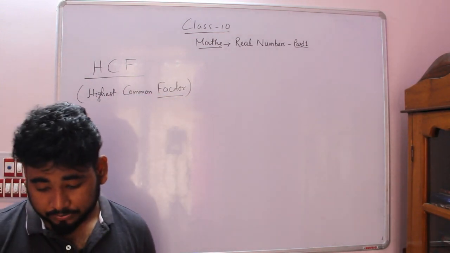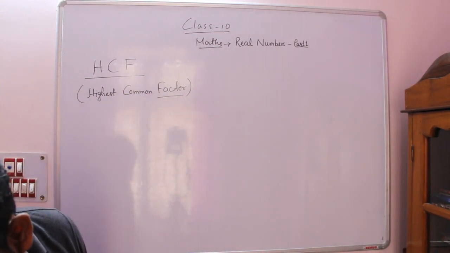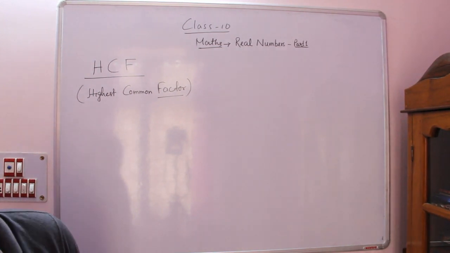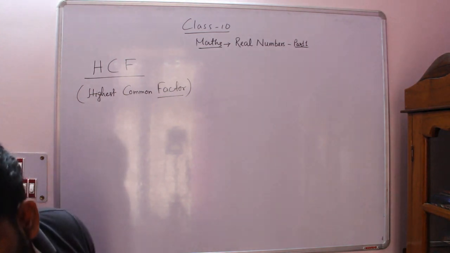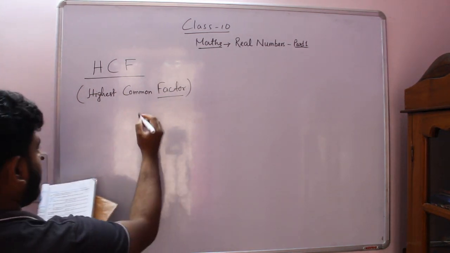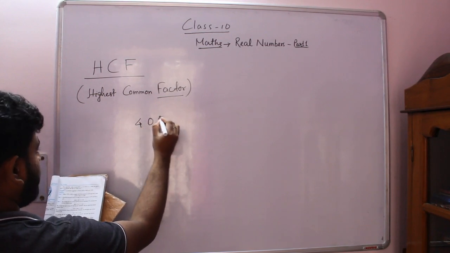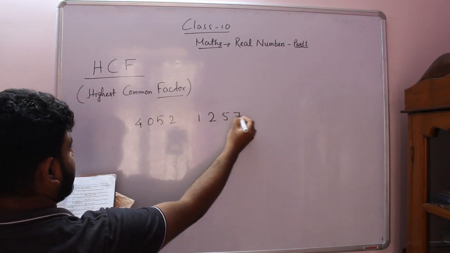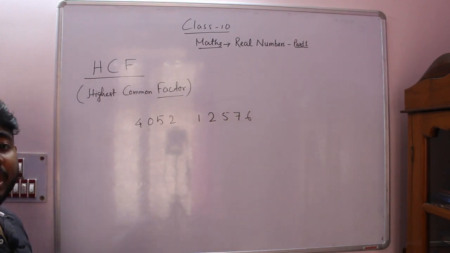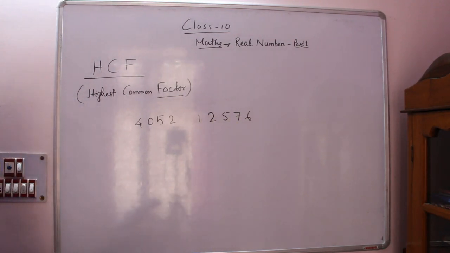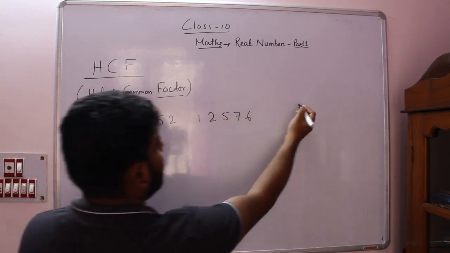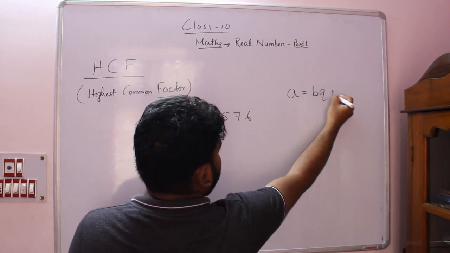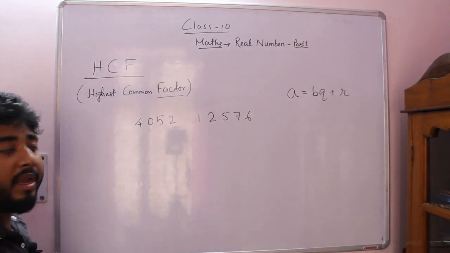Okay, now let me take an example. It is there in your book, example 1. We have to find the HCF of 4052 and 12576. Okay, so basically how will you apply it? I am writing the lemma one more time here: a equals bq plus r. This was our lemma, right?